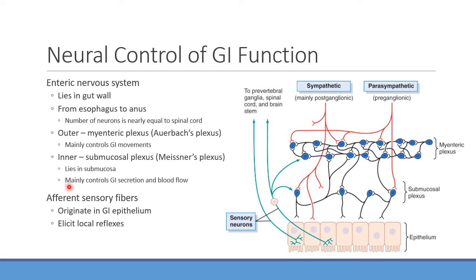So again, you're also going to find these afferent sensory fibers. These are going to be originating in the GI epithelium, and these are going to be eliciting local reflexes as well. So again, there's a lot of local communication that occurs between different smaller sections of the GI tract to allow for that coordinated movement from one direction to another.